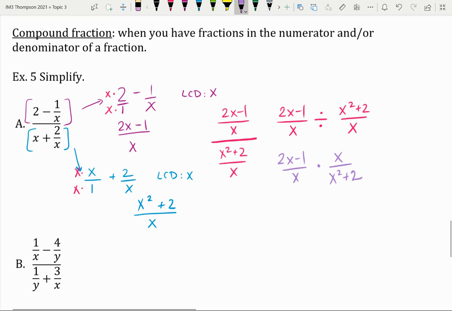Now I'm just multiplying fractions, which is what we did in 3-3. When multiplying fractions, we talked about how you can simplify up and down or diagonally. Well, conveniently for us, I have an x up top and an x on bottom. That can cancel. And that leaves me with 2x minus 1 divided by x squared plus 2. And there's no factor on top or on bottom that I could take out of both. So I'm good.